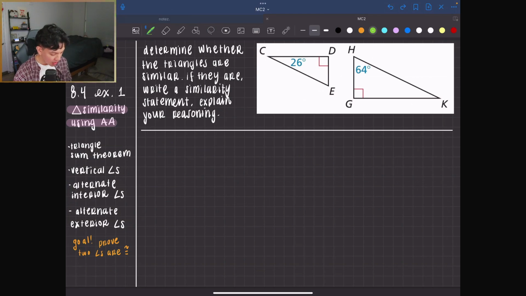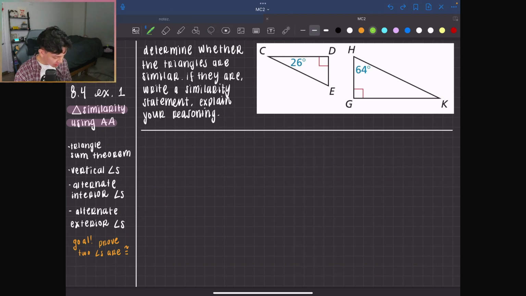Determine whether the triangles are similar. If they are, write a similarity statement and explain your reasoning. So let's try to prove if these two triangles are similar by using angle-angle. We need to find out, what is our goal? We need to prove that they have two congruent angles from one triangle to another, okay?